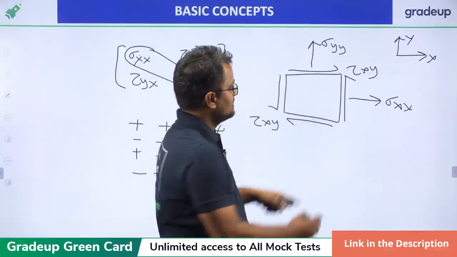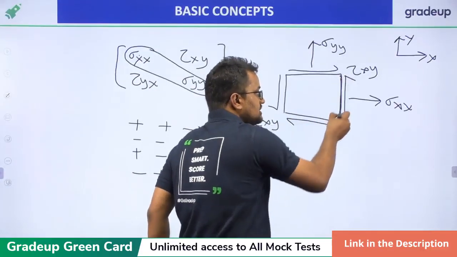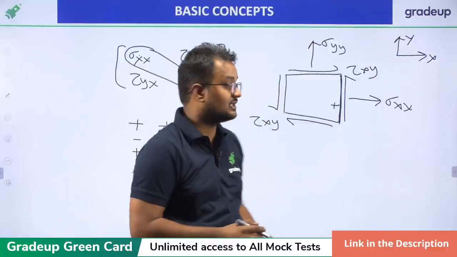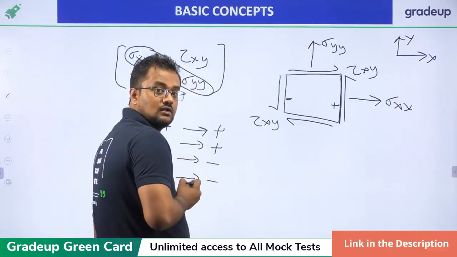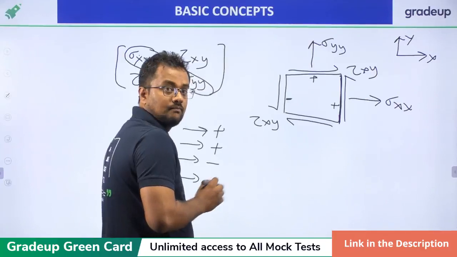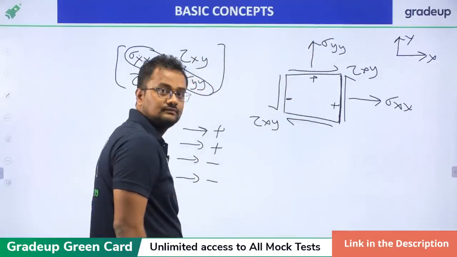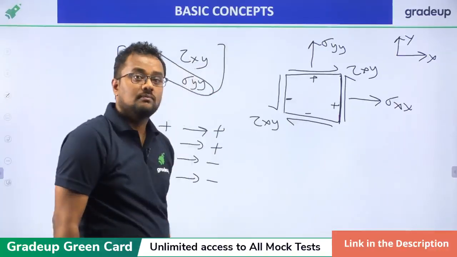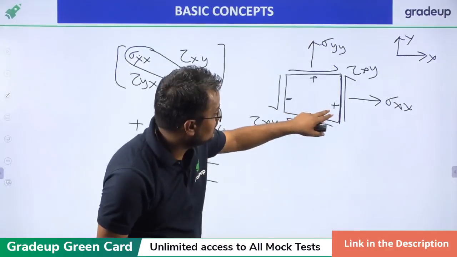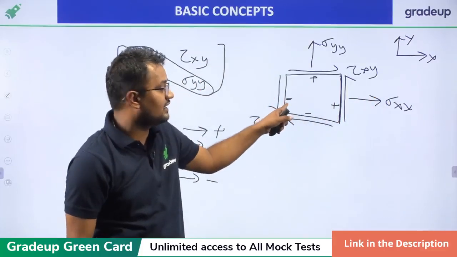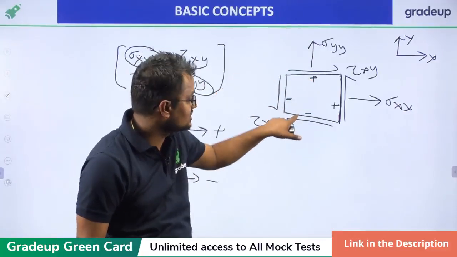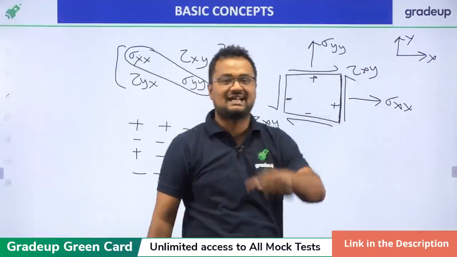this sigma xx, this is the positive x face, correct? This is the positive x face, because the outward normal to it is in the positive x direction, and this is the negative x face, because the outward normal to it is in the negative x direction. Similarly, this is the positive y face, because the outward normal is in the positive y direction, and this is the negative y face, because the outward normal is in the negative y direction. Again, I am repeating, a positive face has its outward normal in the positive direction, and a negative face has its outward normal in the negative direction.